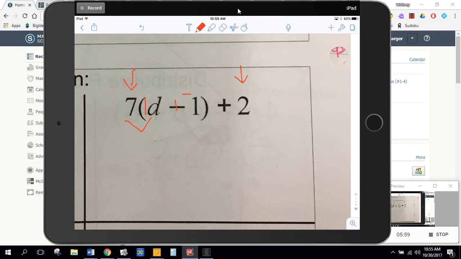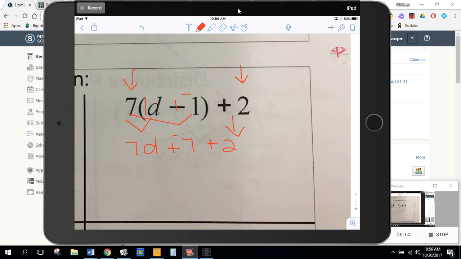And 7 times 1 is 7D. So let's not be rude. Let's go say hi and multiply with the -1. And 7 times -1 is -7. Now we can't forget about this 2. So we're going to draw an arrow down and write that in.